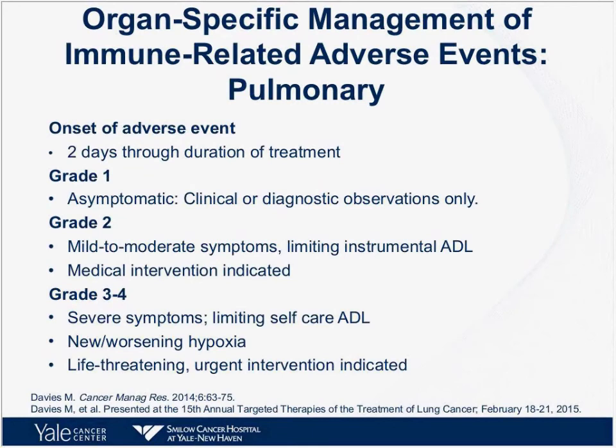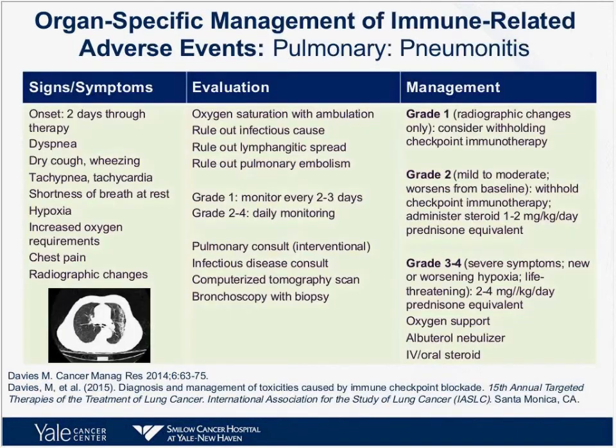When we look at pulmonary toxicity, the typical onset for an adverse event can occur 2 days through the duration of treatment. Grade 1, patients are asymptomatic, so they may have clinical or diagnostic observations only. Grade 2 toxicity is mild to moderate symptoms, and it may limit some of their instrumental ADLs. Medical intervention is typically indicated at grade 2. Grade 3 and 4, patients demonstrate severe symptoms limiting self-care ADLs. They also may have new or worsening hypoxia and can have life-threatening variability as far as their respiratory status and even acute respiratory distress in which urgent intervention is required.